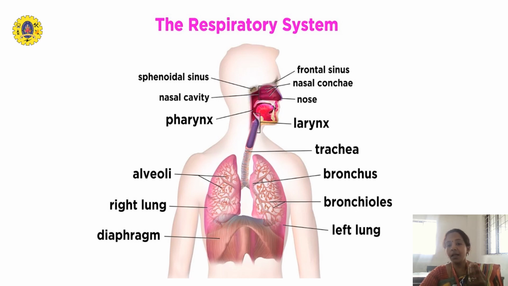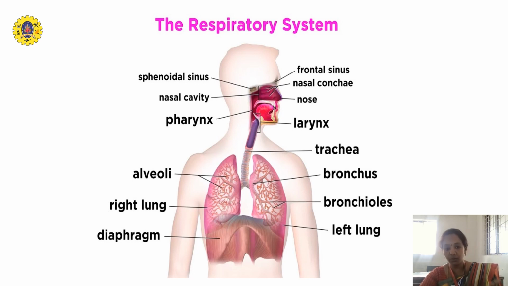Then the air will be reaching the trachea. The trachea will be having small ring-like structures. It is nothing but the cartilage. Then the air will be reaching the left lung as well as the right lung. The main branch that leads air to the lungs is called the bronchus.